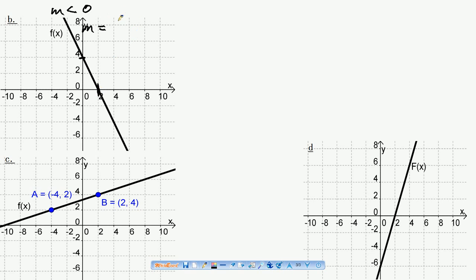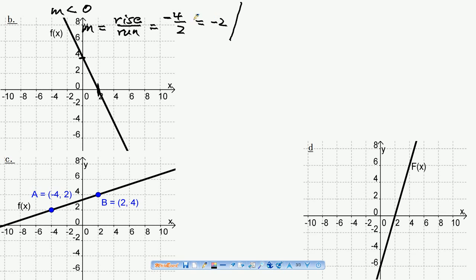Okay, m is basically rise over run. It rises 4 units up and 2 units horizontally. 4 divided by 2, and because the gradient is negative, we can put a minus sign in front, so the gradient is minus 2.